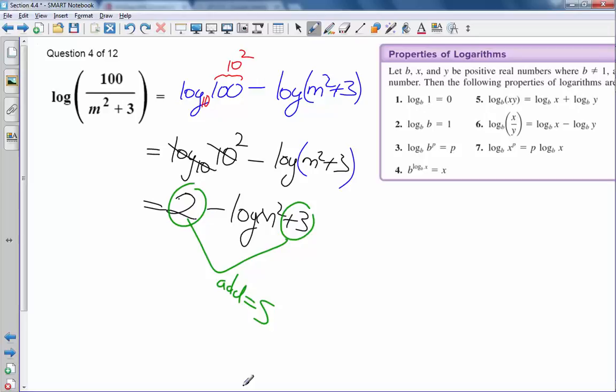Don't skip using parentheses, because somebody may think this 3 is outside and try to add it with 2. No, they don't add, because m squared plus 3 are both inside the logarithm. Okay? So they don't add. This is our final answer.